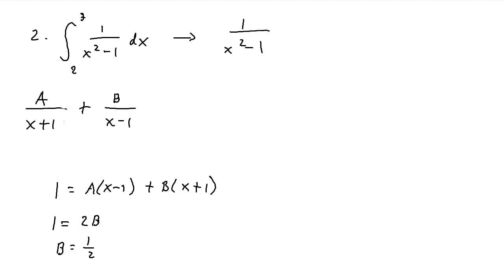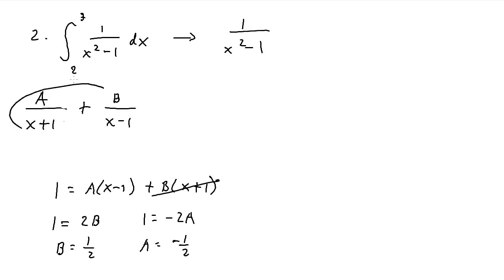So now let's go ahead and do the same to find out what a is. So I'm going to plug in negative 1 for x this time. That will cancel out the b term. Negative 1 plus 1 is 0. 0 times b is 0. So we get 1 equals negative 1 minus 1 is negative 2. So 1 equals negative 2 times a. So we get that a equals negative 1/2.